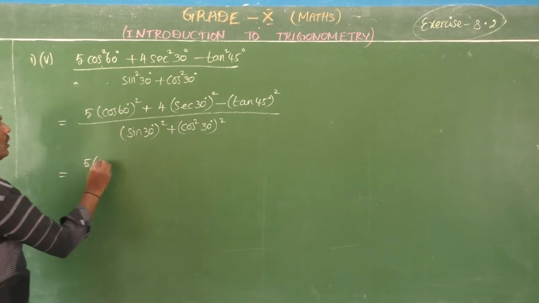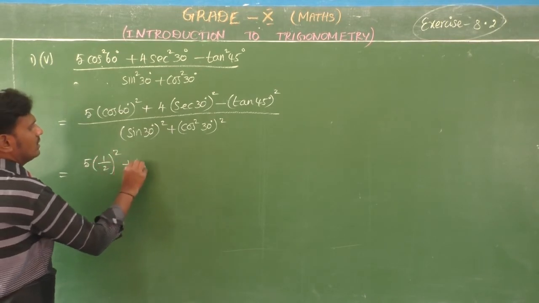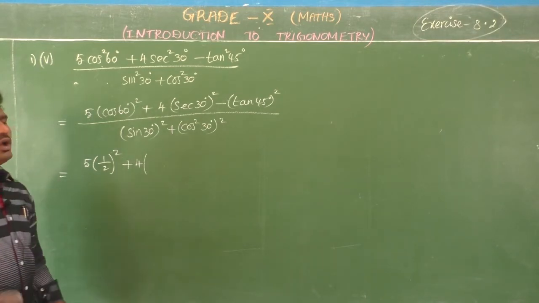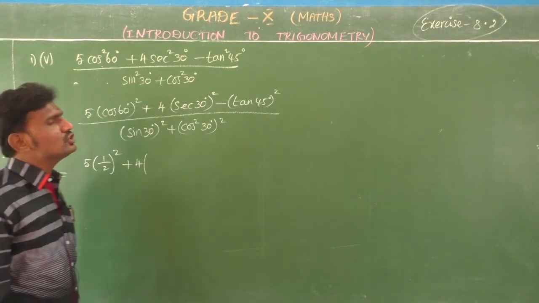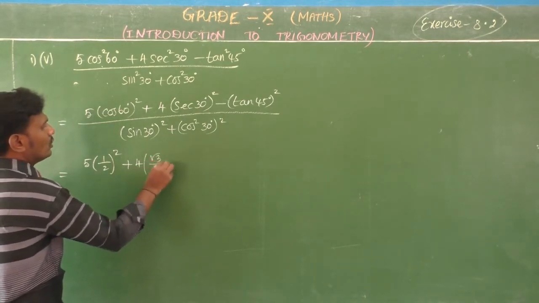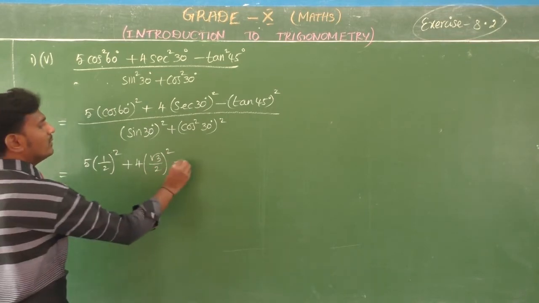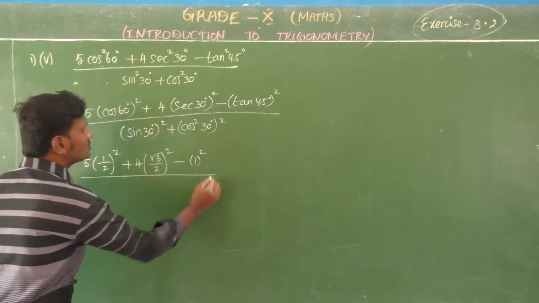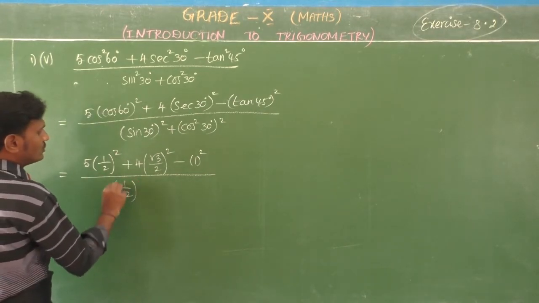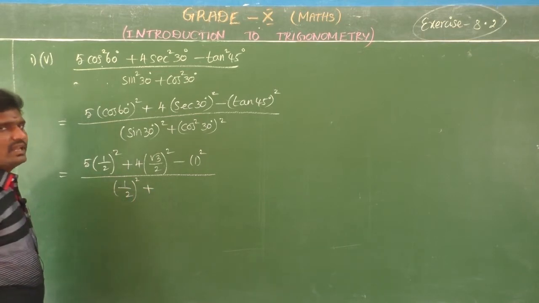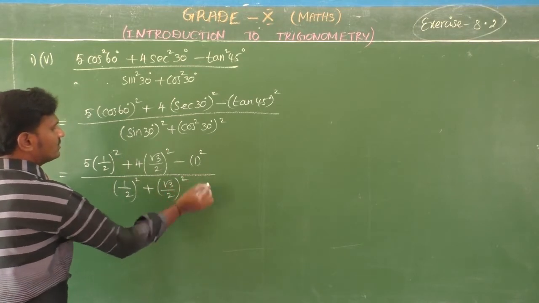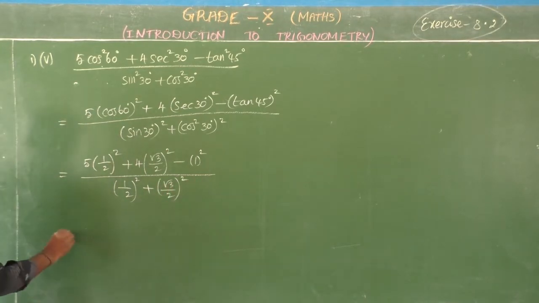Okay, now (1 by 2) the whole square plus 4 into secant 30. So when you are going to see secant 30, before that you should know cos 30. Do you know the value of cos 30? That is (root 3 by 2) the whole square minus tan 45 is 1, so 1 the whole square. The whole divided by sin 30, you have 1 by 2, so (1 by 2) the whole square plus cos 30, the value of (root 3 by 2) the whole square. Yes students, now I am going to simplify.